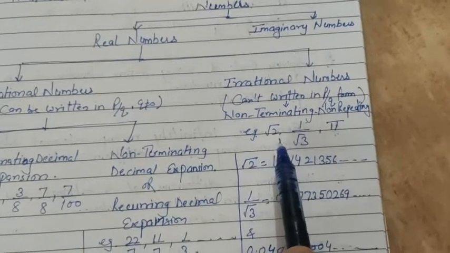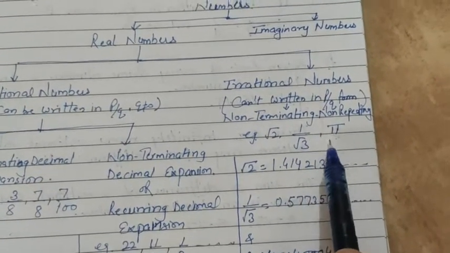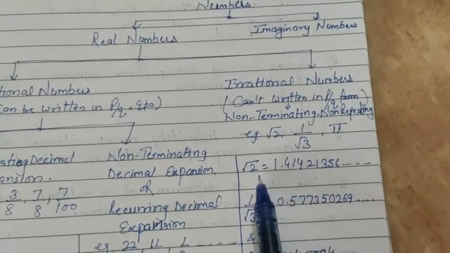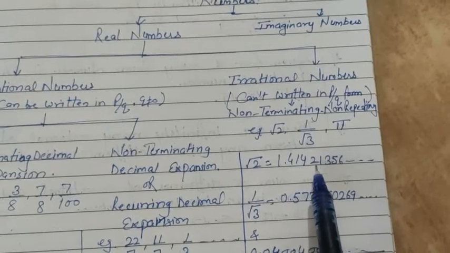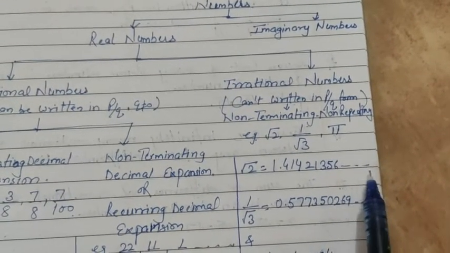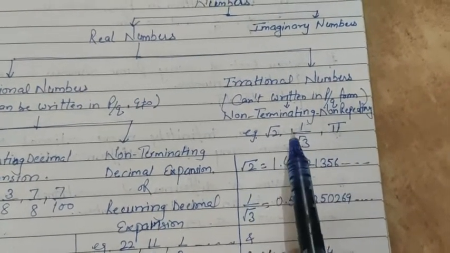So keep in mind, non-terminating, non-repeating numbers are called irrational numbers. For example, square root of 10, square root of 2, 1 by root 3, pi, all these types of numbers are known as irrational numbers. So root 2 equals 1.41421356, and these numbers never end, never terminate. So this root 2 is an irrational number.